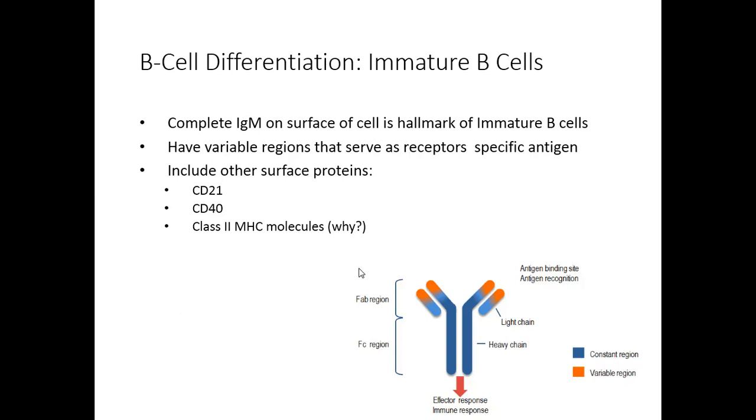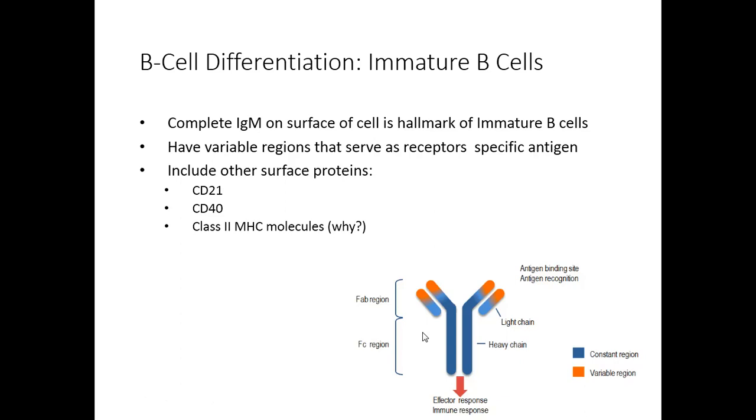Immature B cells are characterized by having a complete IgM on the surface of the cell. So no longer are the mu chains in the cytoplasm and the alpha chains on the surface, but you've got actual complete immunoglobulins that are bound to the surface of the B cell.